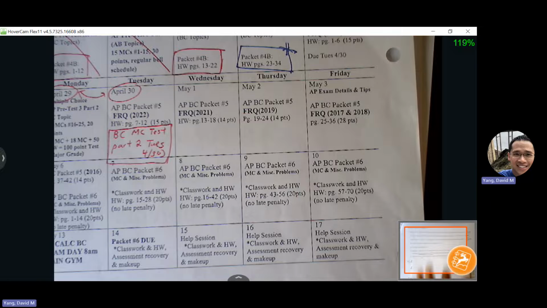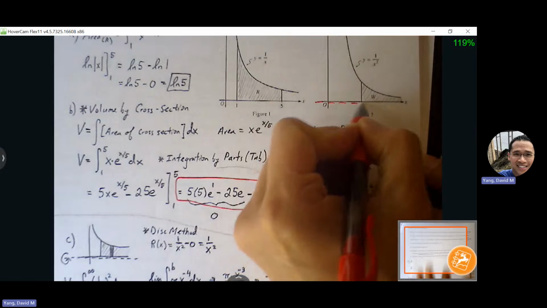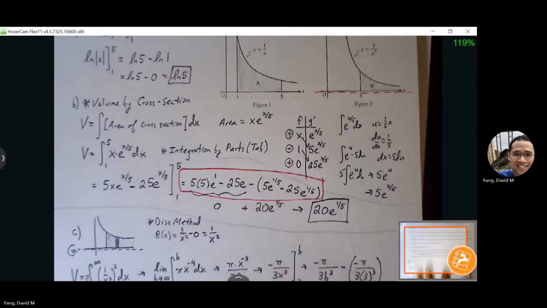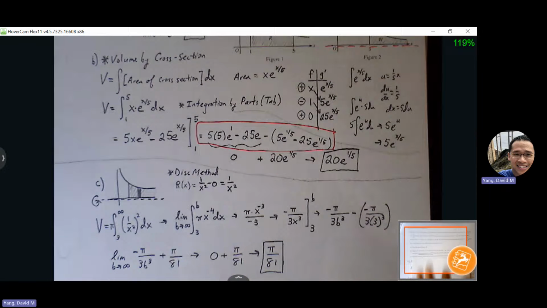Part C, find the volume of the solid generated whenever the region W is revolved around the x-axis. If you're revolving about the x-axis, there's no gap between the region and the x-axis, so we know this is going to be the disk method. However, it's unbounded, so we're going to do an improper integral from 3 to infinity. We have to work it out by hand and show whether the volume is diverging or converging.